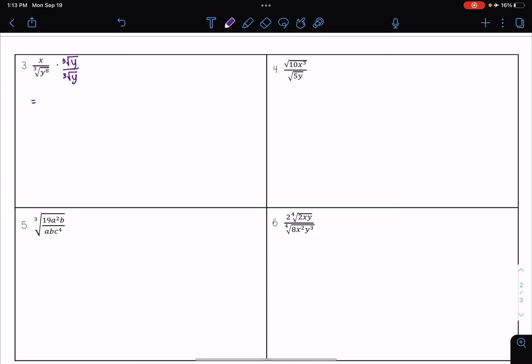And when I do that, I get x times the cube root of y over the cube root of y to the 9th. And then the cube root of y to the 9th is going to get me y cubed. So I get x cube root of y over y cubed. And again, that's because there are 3 groups of 3 contained in y to the 9th.